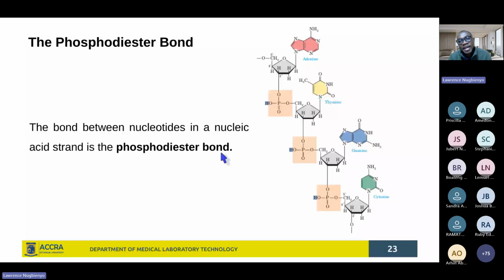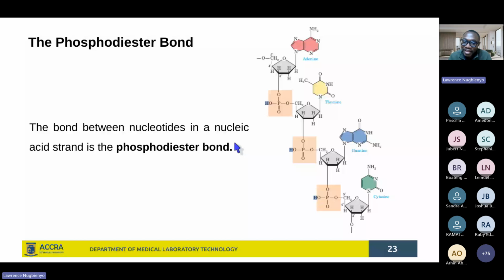Now, you remember that when we were looking at the structure of the nucleotide, I mentioned that the bond that exists between the phosphate group and the sugar is a phosphoester bond. And I told you to keep that in mind because we'll come back to it. So this is where we are coming back to it.